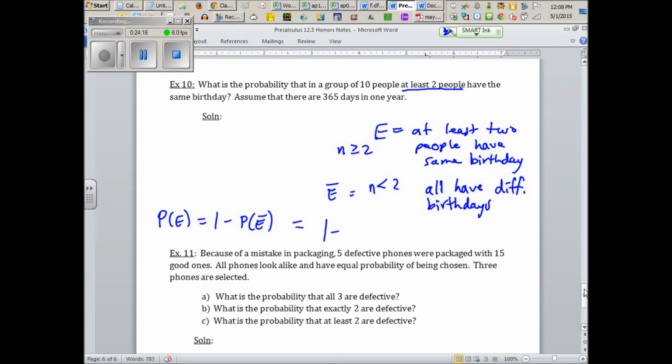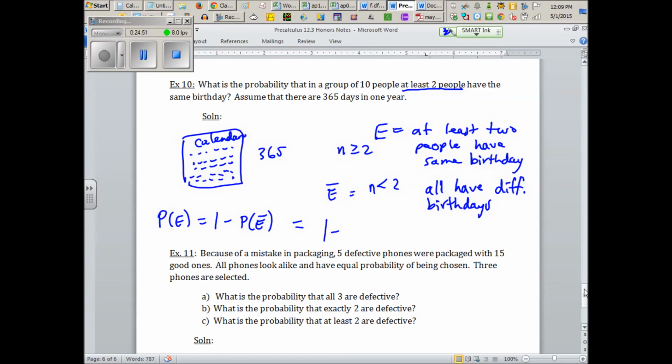Okay, so how do I find the probability of E's complement? Well, I need to ensure that everybody has a different birthday. Okay, so let's say I passed around a calendar. It's a blank calendar. And it's one of those year views, you know. You can see all 365 days on here. Just tiny little boxes. And I told the 10 people, hey, put an X on your birthday. Okay, just put an X on your birthday and then pass the paper.